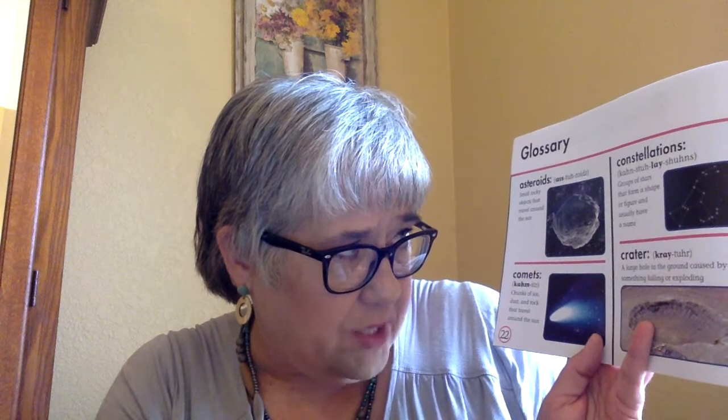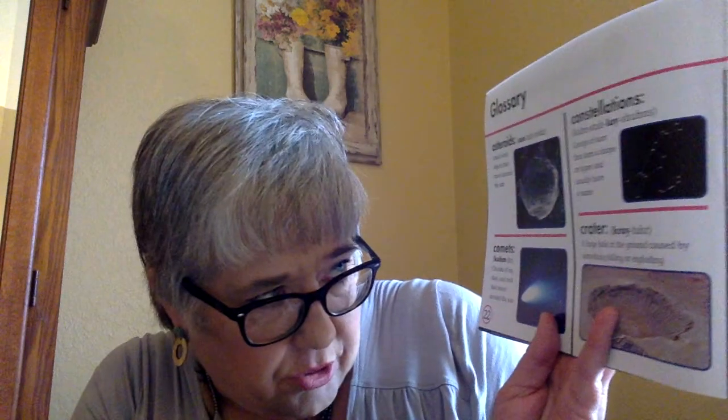The next term is constellations. And it says groups of stars that form a shape or figure and usually have a name, like the Big Dipper. And you can see in this picture, it shows you the Little Dipper, it shows you pictures of how those constellations of stars are located together to look kind of like a dipper.